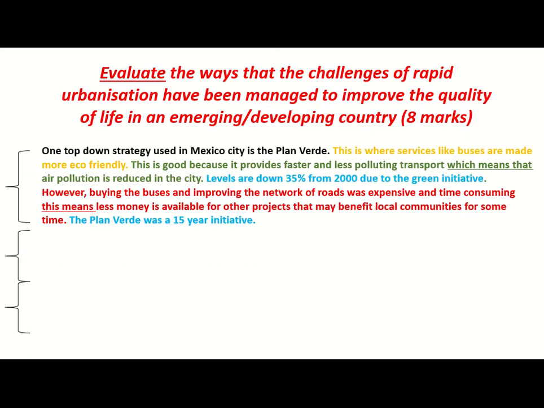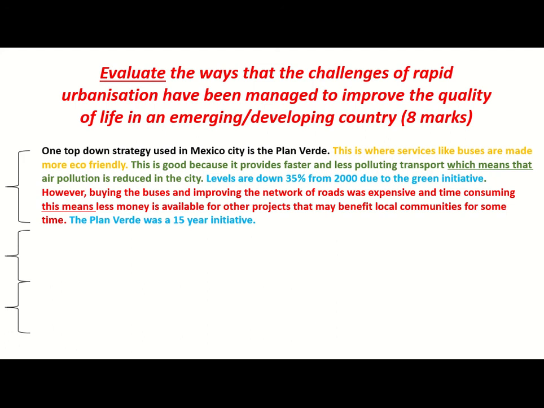So one top-down strategy used in Mexico City is the Plan Verde. That's the name of a strategy. This is where services like buses are made more eco-friendly. That's a very brief description. Name a good aspect. This is good because it provides faster, less polluting transport. Extend, which means that air pollution is reduced. And here's a stat, levels are down 35% from 2000 due to the Green Initiative.